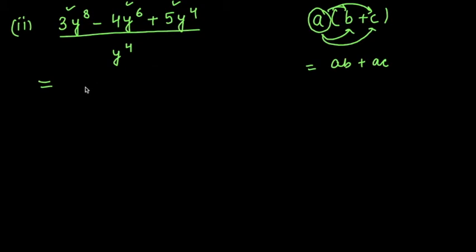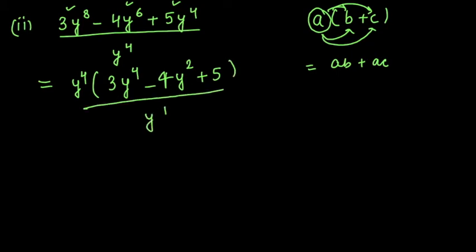So now you see what is common in the numerator: y raised to the power 4. If y raised to the power 4 is common, it is y raised to the power 4 times (3y raised to the power 4 minus 4y square plus 5). In the denominator, we have y raised to the power 4. Now we can cancel it, and I am left with 3y raised to the power 4 minus 4y square plus 5. This will be the answer after dividing the given polynomial by a monomial. Okay. You can pause the video if you want to note it down.